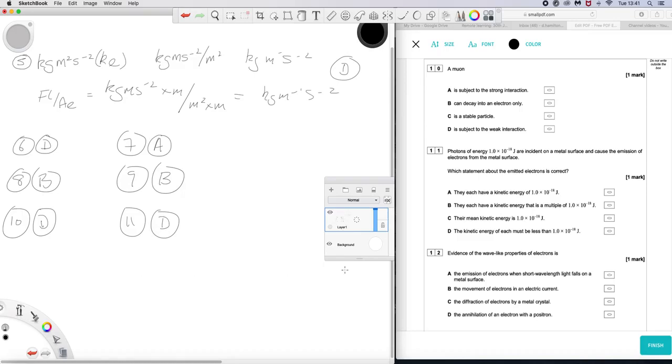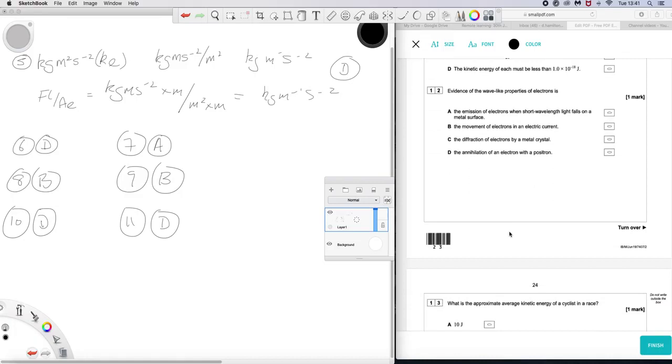Question 12. Evidence of wave-like properties. Emission of electrons when short wavelength light falls on a metal surface? No, that's particle behaviour. The movement of electrons in electric current? Particle behaviour. Diffraction of electrons? Well, diffraction is a wave property. So the answer is C. Annihilation, well, that's particulate.